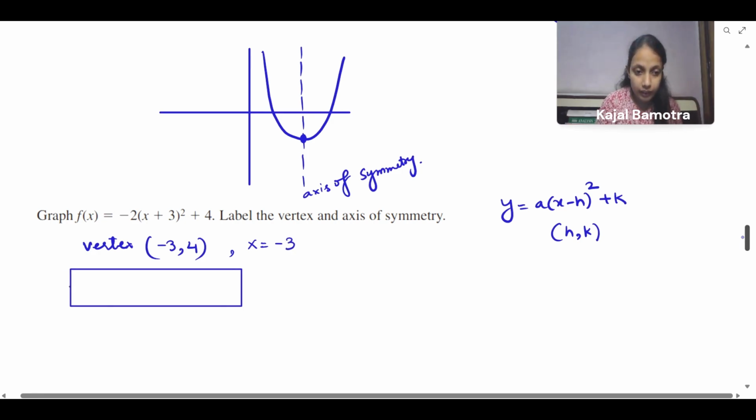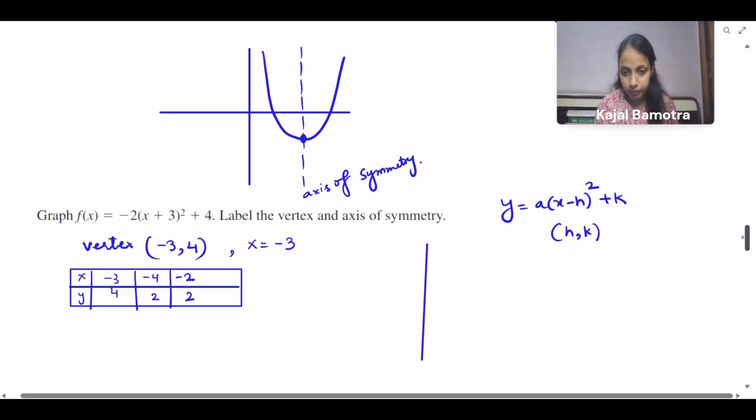If I have to draw the graph, I am taking the values x, y. If I put negative 3, this is 0, so the point is (negative 3, 4). At negative 3, the answer is 4. If I put negative 4, plus 3 is negative 1. Negative 1 squared is 1. 1 times negative 2, negative 2 plus 4 is 2. So if I choose, let's take negative 2. I choose negative 2. It's a 1, it's again 2.